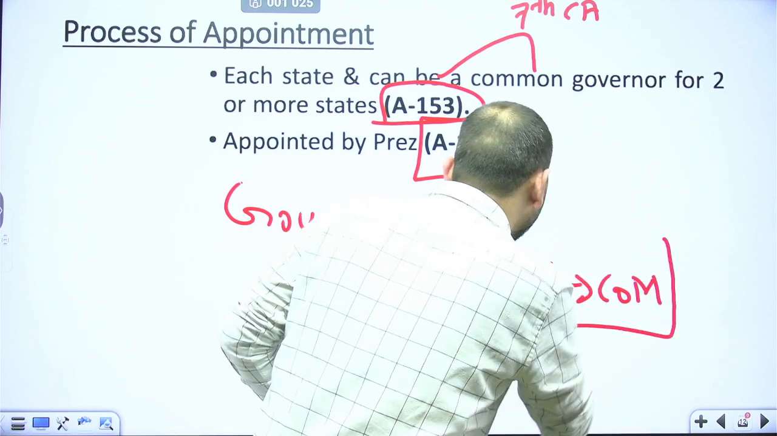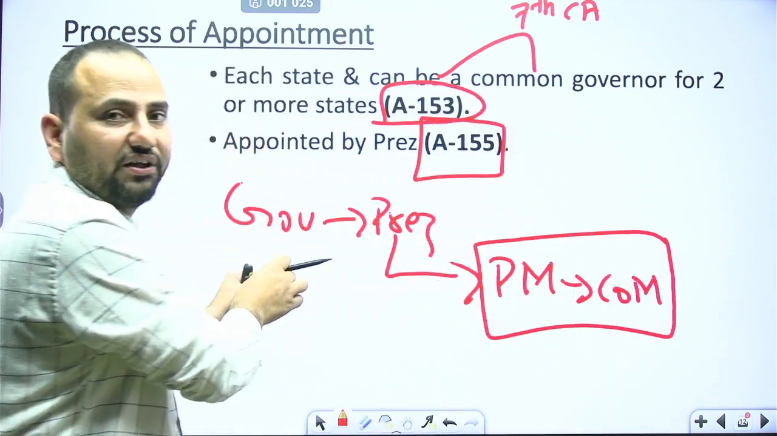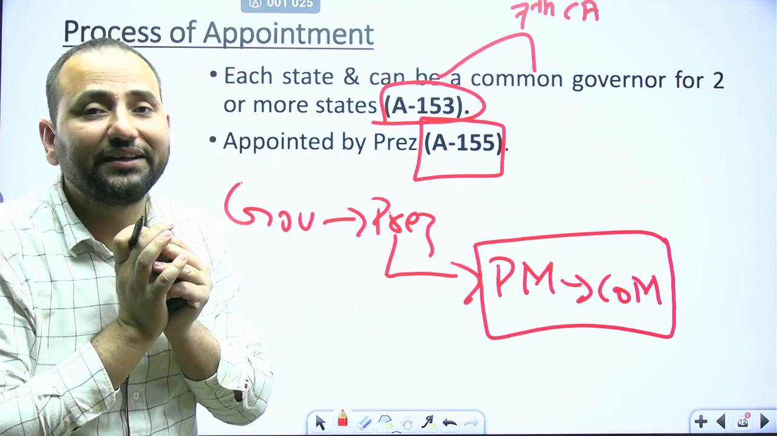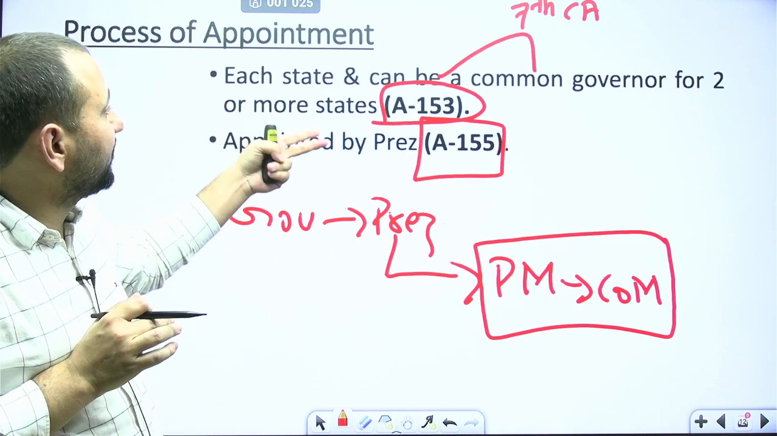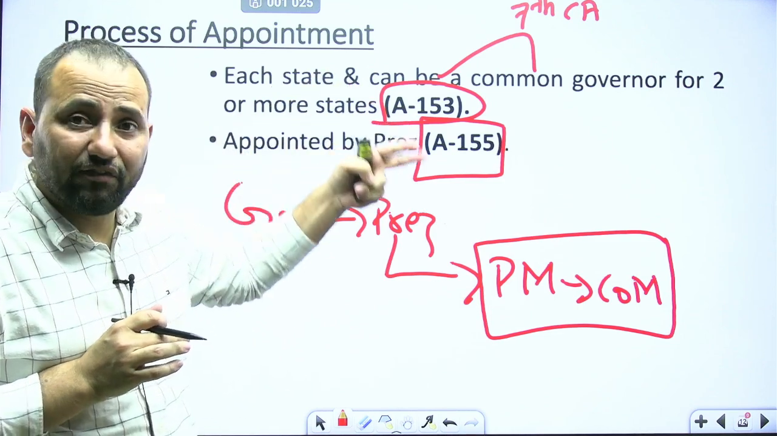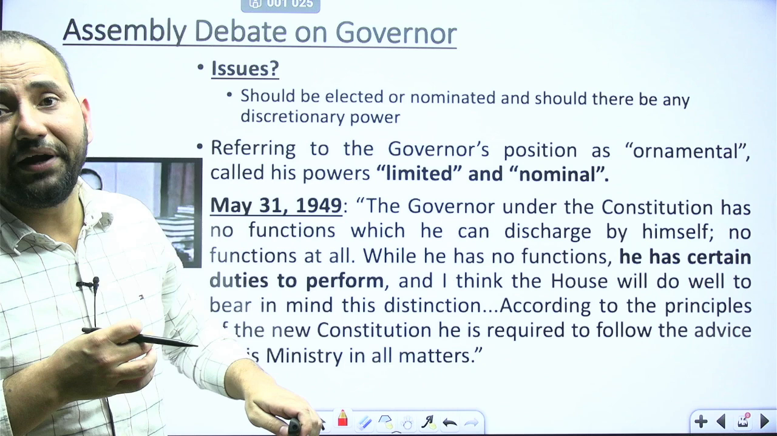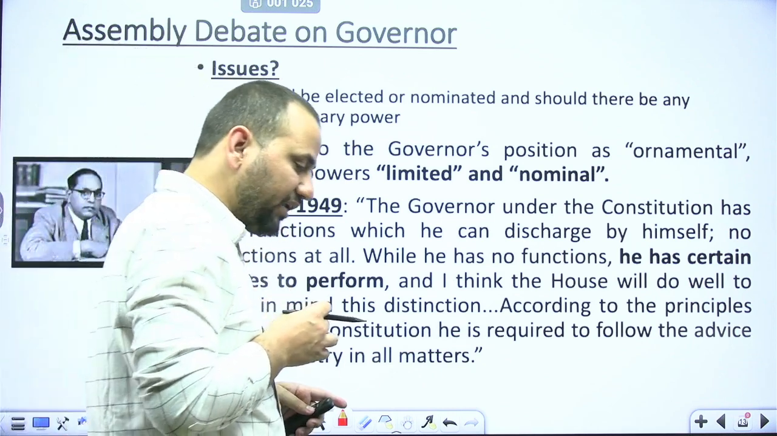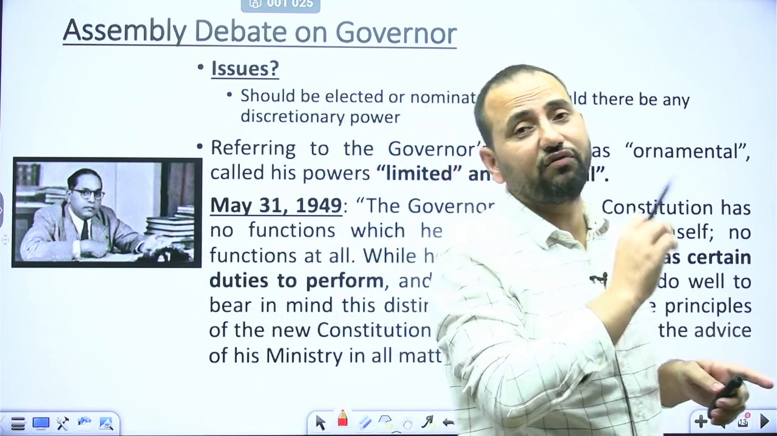So they are the main bodies which appoint the governor. This is the current structure with reference to the appointment of the governor. There are two articles which we need to understand, Article 153 as well as Article 155. But when you go into the debate associated with this very issue, you will see that Dr. Bhimrao Ambedkar was very clear with reference to the structure of the office of governor.